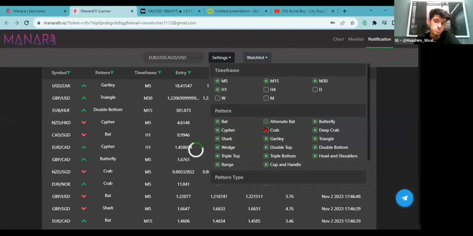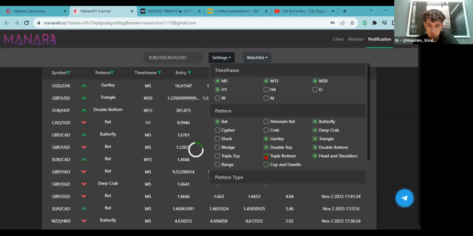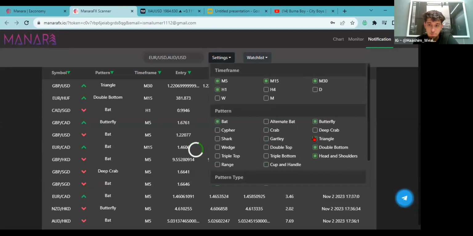The pattern types, same old. Get rid of all of this stuff. You don't need all of this. You do not need any of this. You only need bat and butterfly. Why? Because bat has an 83% win rate. Butterfly has an 85% win rate.